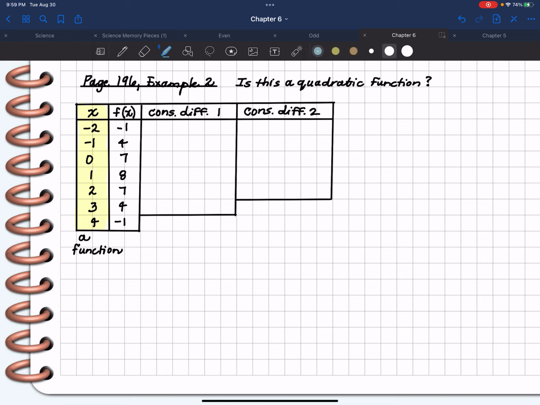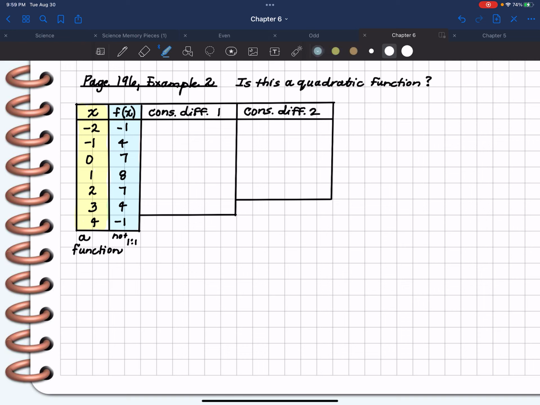Okay, now let's check to see if it's 1 to 1. So look at your y column, or f of x, and see if you have any values that are duplicated. I do. I have a 4 there and a 4. I also have a -1 and I have a 7 that's duplicated. So because that is all duplicated, it is not 1 to 1, but it is still a function. It's not 1 to 1, but I wouldn't expect it to be if it's quadratic.